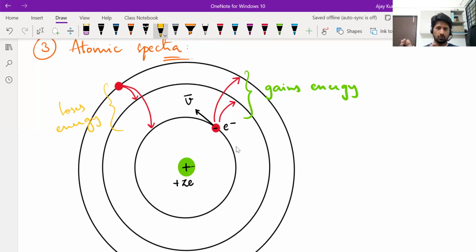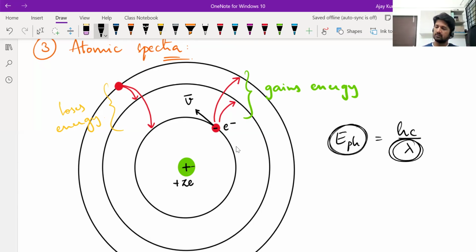And for every photon that is released, you know the energy of a photon is given by hc by lambda. If you know the energy with which the photon is released, you can tell the wavelength of radiation that is emitted. Or if you know the energy of the photon that is absorbed, you can tell the wavelength that is absorbed. This way, we can even tell what set of wavelengths a particular atom will absorb or emit. So we can explain the atomic spectrum. Both absorption spectrum and emission spectrum can be explained on this basis.